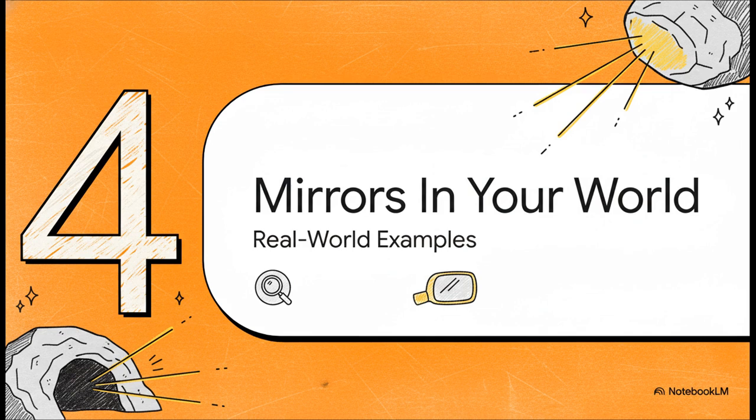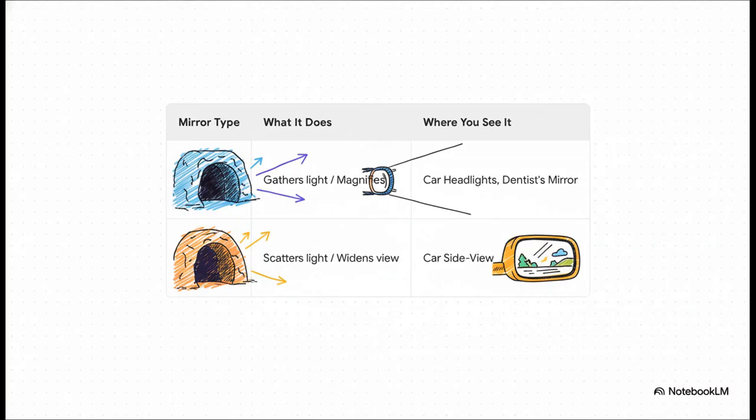So, why does any of this matter? Gathering, scattering, who cares? Well, you do, because these two functions are the reason we see these mirrors all over the place in our daily lives. Let's look at a few examples you'll definitely recognize. This little table breaks it down perfectly. Concave mirrors, the ones that gather light, are what you'll find in car headlights creating a powerful focused beam, or what your dentist uses to get a magnified view of a tooth. Then you have convex mirrors, the ones that scatter light. They're what give your car's side view mirror that huge, wide view. The form of the mirror is dictated entirely by its function.